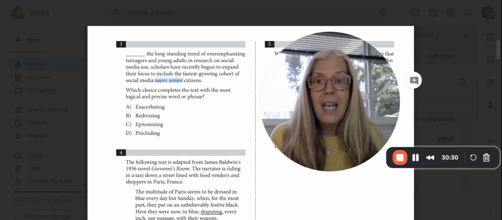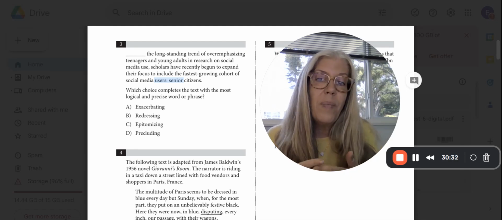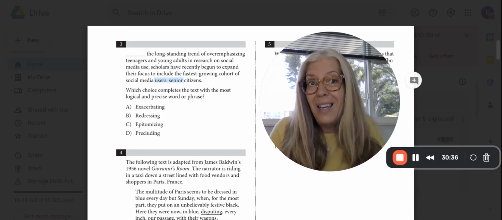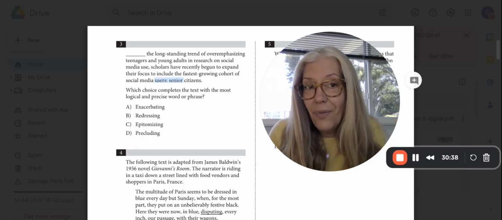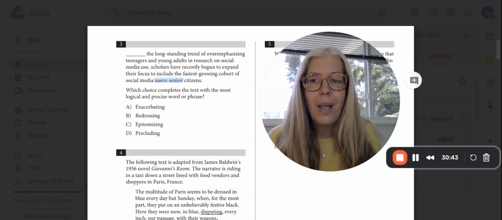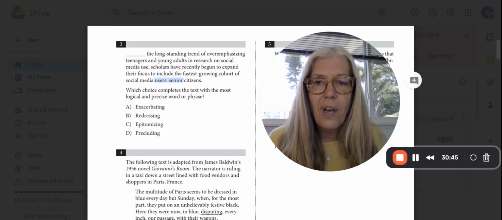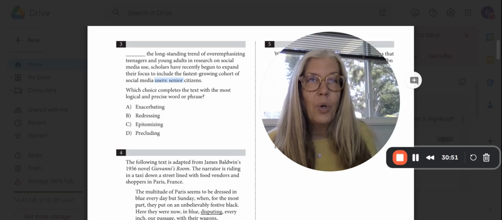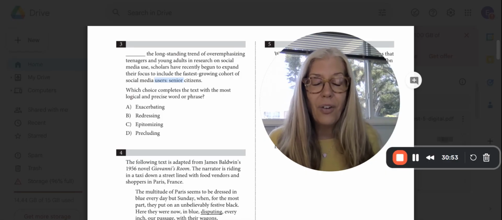Not only that, the thing to remember about this is that they often happen at the end of a sentence because, again, it's yapping. I don't need this information. I can cross it off and the sentence before it still makes complete sense. So we could say they're focused to include the fastest growing cohort of social media users, for example, senior citizens. So always think about a colon as their for example.